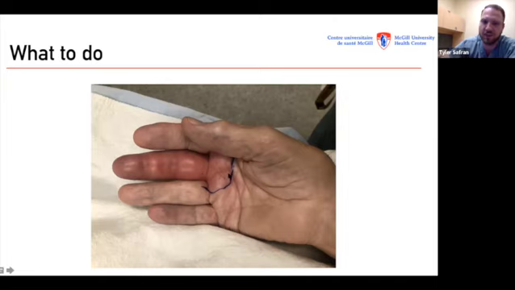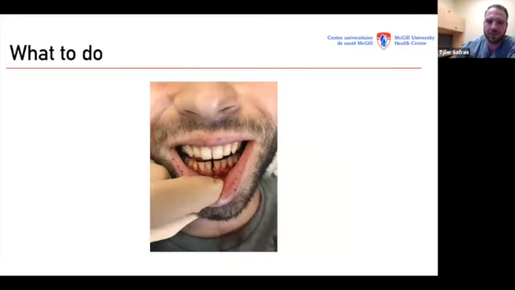So we would just release the A1 pulley. I made an incision. Sorry, I'm using my pointer, but you don't see it. I made an incision at the A1 pulley, and I made an incision distally so that when you irrigate, it's able to come all the way through the tendon sheath.